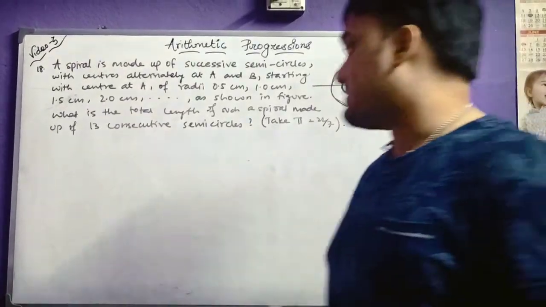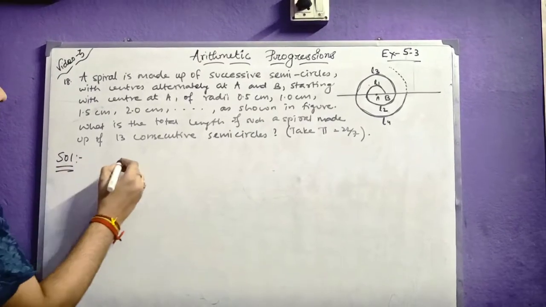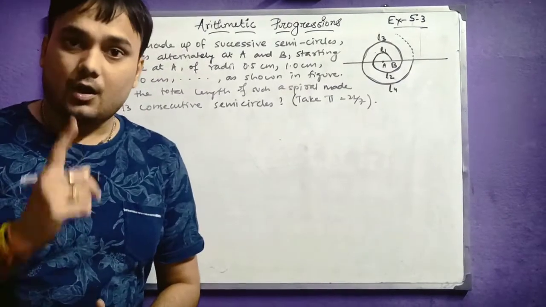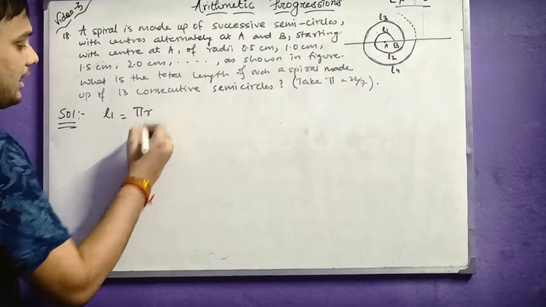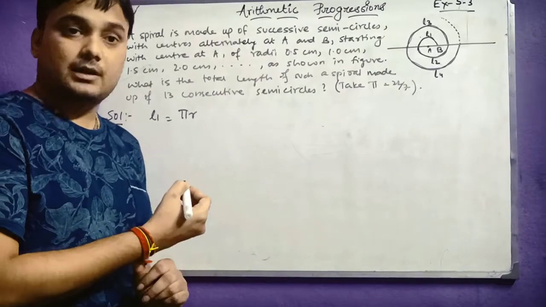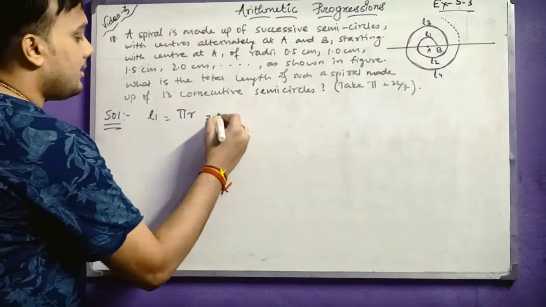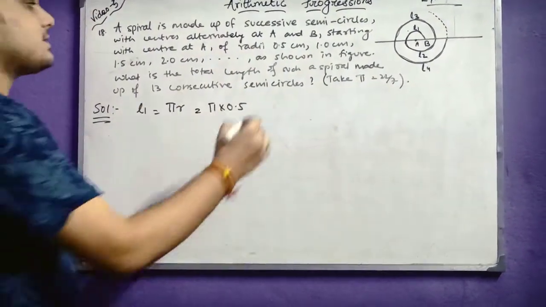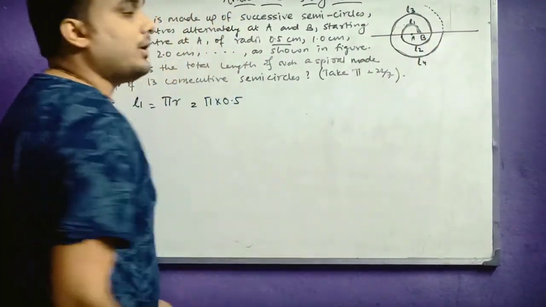So first, for doing this question, we are required to find L1. What is L1? L1 is the circumference of the first semicircle, so it will be equal to pi r. Because circumference is 2 pi r, and as it is a semicircle, the circumference will be only pi r. So it will be pi into 0.5. Why? Because the radius of the first semicircle, that means this one, is 0.5.